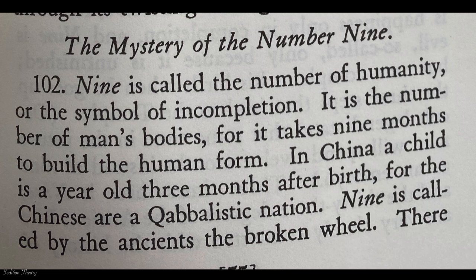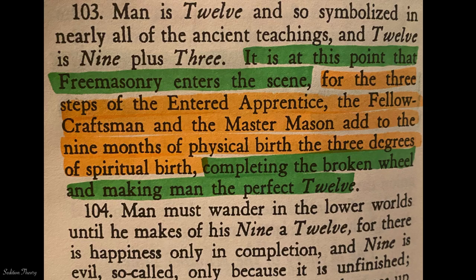So here we go. 9 is called the number of humanity, or the symbol of incompletion. It is the number of man's bodies, for it takes 9 months to build the human form. In China, a child is 1 year old and 3 months after birth, for the Chinese are a Qabbalistic nation. 9 is called by the ancients the broken wheel. Man is 12, and so symbolized in nearly all the ancient teachings, and 12 is 9 plus 3.